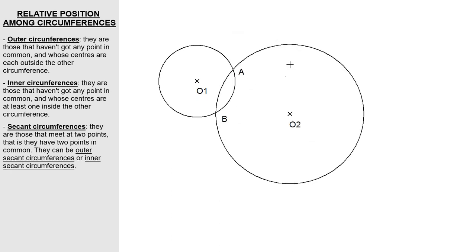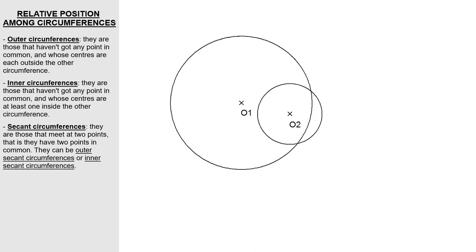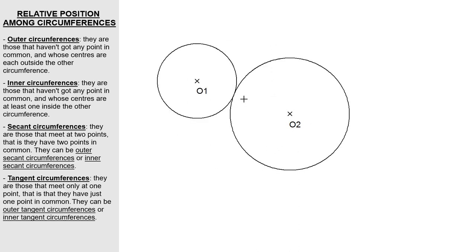If two circumferences have 2 points in common, that is, they intersect in 2 points, they are second circumferences. They can be outer second circumferences if the center of both of them are outside the other circumference, or they can be inner second circumferences if, beside intersecting in 2 points, the center of at least one of them is inside the other circumference.